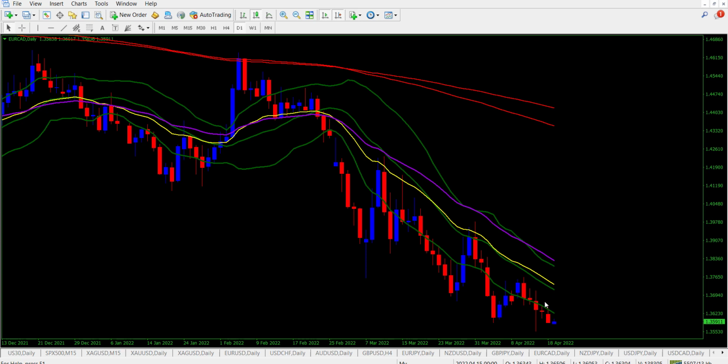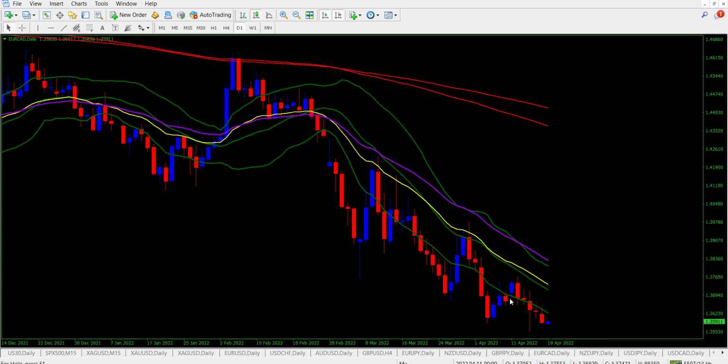EURCAD, the previous day bar looks good. It's kind of a continuation bar, and if you see this support area, it has now broken, and it is kind of making a retest of this area. So I'll put this pair on my radar, and if I find anything in the New York session, I will definitely take a trade in EURCAD sell.